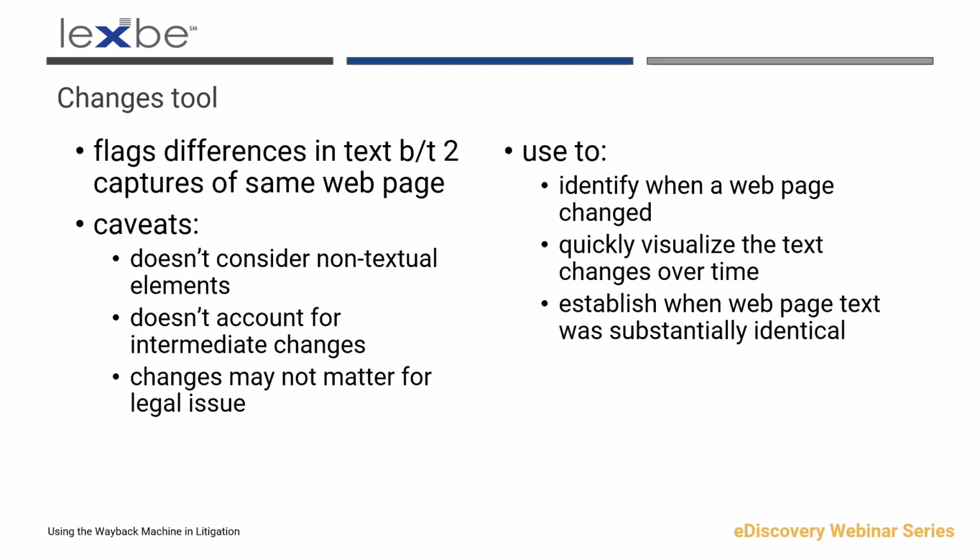The Changes tool serves a few key use cases: identifying as closely as possible when a web page underwent a change for closer examination, quickly visualizing the nature and extent of text changes to a given web page over a specific period of time, and establishing time periods during which the web page text was substantially identical.